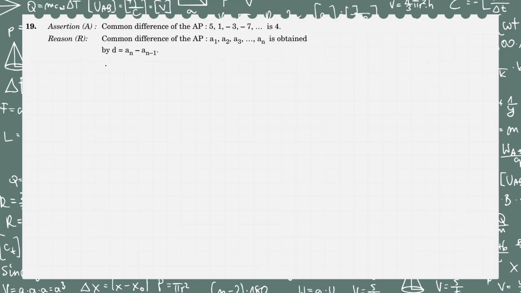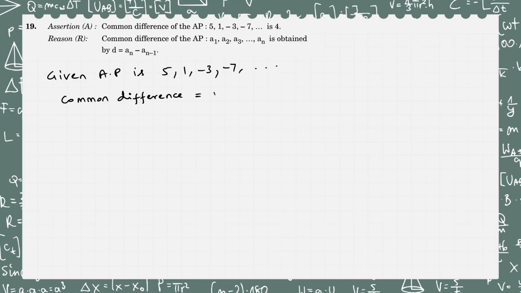The assertion and reason based sum. Common difference of the AP 5, 1, minus 3, minus 7, etc. is 4. Okay, let us take the given AP: 5, 1, minus 3, minus 7, etc. So its common difference will be obtained by subtracting term 1 from term 2, right? So term 2 minus term 1, or term 3 minus term 2, whatever we can do. So 1 minus 5 is coming as minus 4, but they are saying common difference is 4.